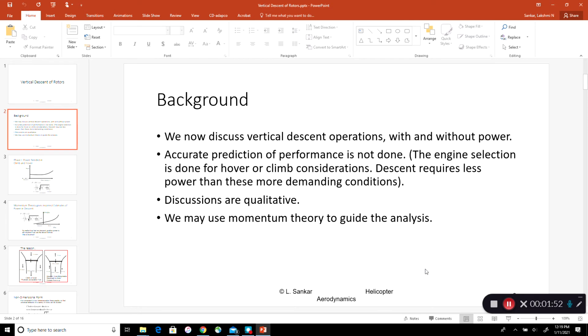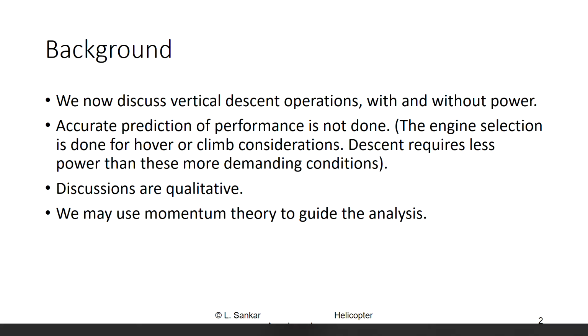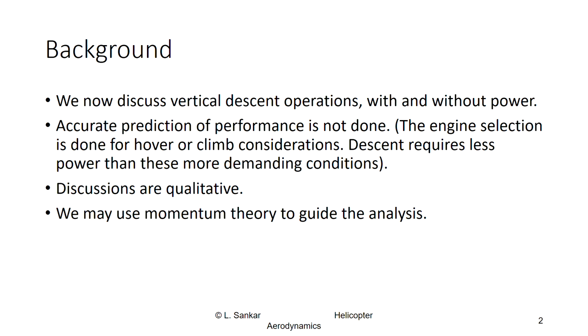We want to know physically what's going on, what the difficulties are, and how I can estimate, for example, the rate of descent for a given vehicle at a given weight. As I mentioned, these discussions are going to be qualitative rather than quantitative. We will use momentum theory, which is the actuator disk model, as the primary model to guide our analysis. We already saw that the actuator disk theory is very crude, very approximate. Therefore, this is going to give you only a rough guideline of what's going on physically.